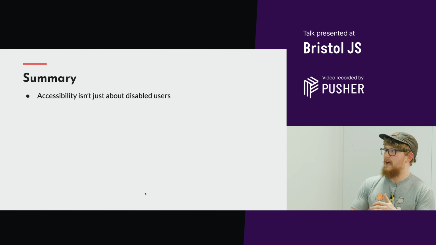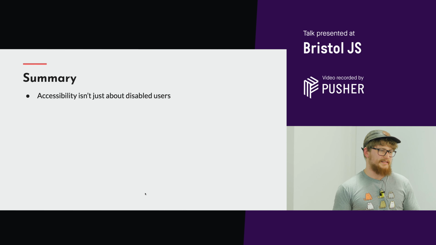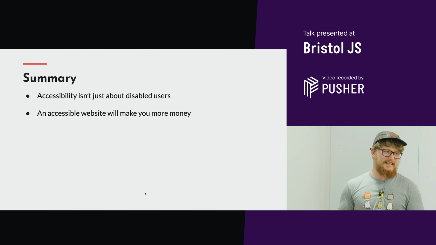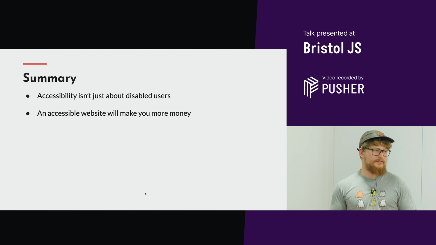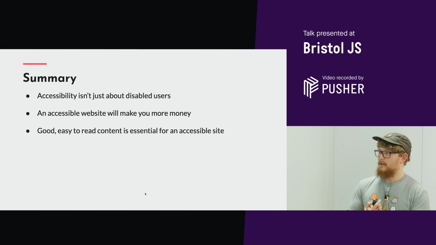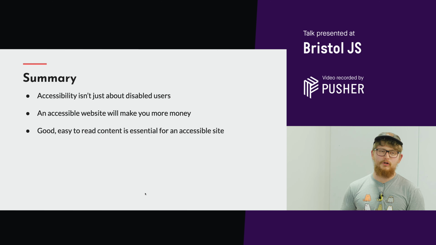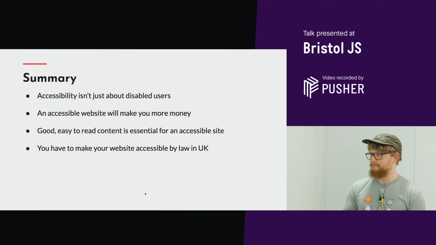So in summary, an accessible website isn't just about disabled users. Think about if you fell off your bike tomorrow, you broke your mouse hand, how are you going to interact with a website? An accessible site's going to open you up to more users, so therefore you can make more money. Good content is really critical. Obviously, I'm sure most of us could write some content, but doesn't necessarily mean we should. A copywriter will go a long way to making an accessible website.